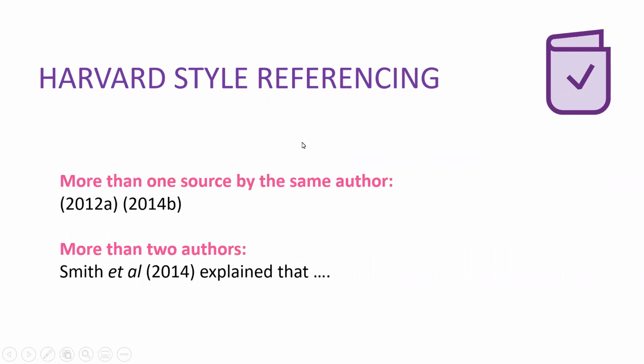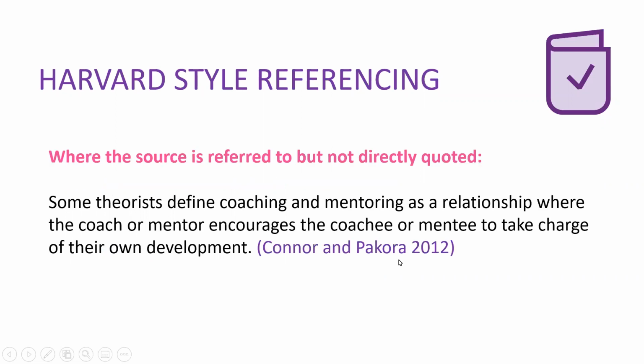Okay, so if you've got more than one source by the same author, so say Pecora that we are using here has written 2 books, you can indicate them by using A and B, just like we've shown here. And then also if there's more than 2 authors, then you need to show it like this, so Smith et al, for example. If it's 2 authors, you just show it like this, so you put both of their names.